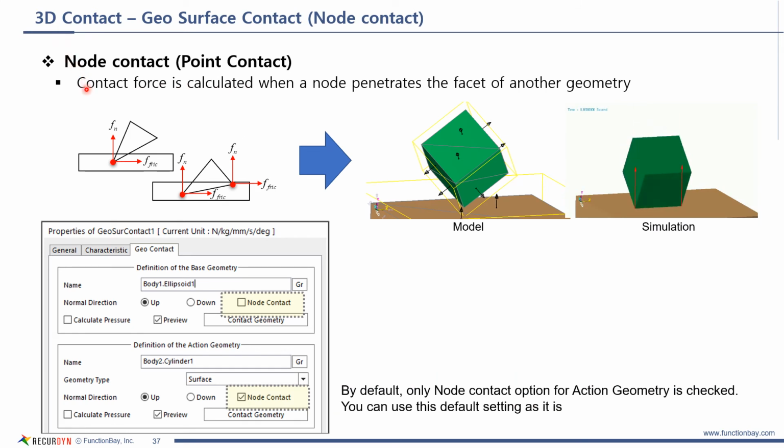Geosurface contact algorithm uses node contact. Node means the vertices of each facet, like this. So the contact force is calculated at all nodes of the facet. By default, only node contact option for action geometry is checked, like this. This is for base, it is unchecked. You can use this default setting as it is in most cases.